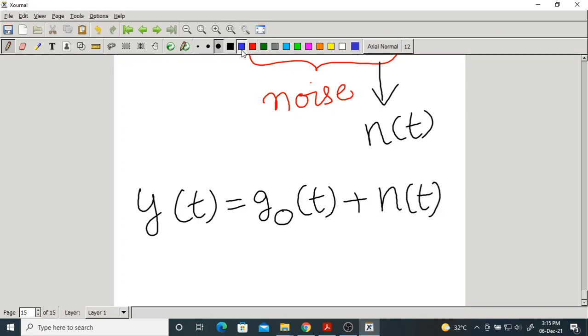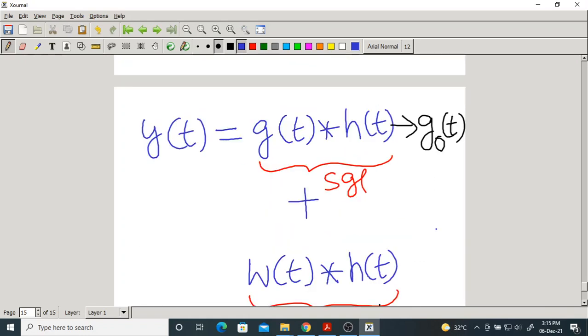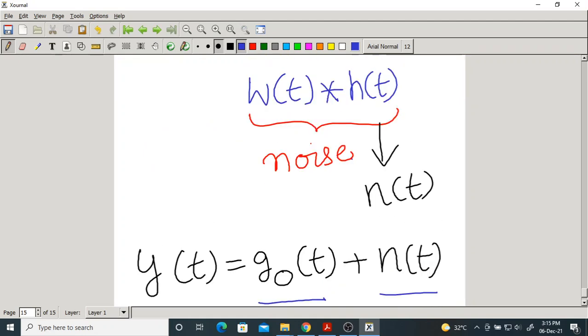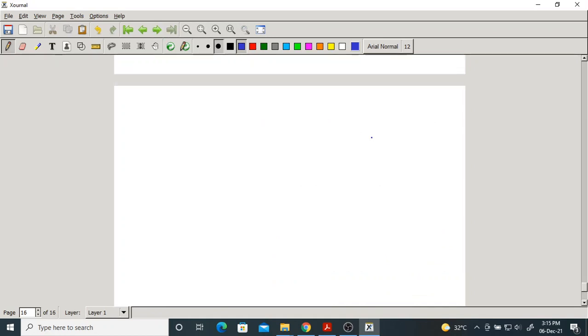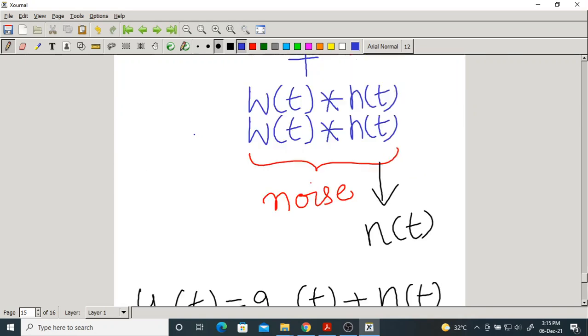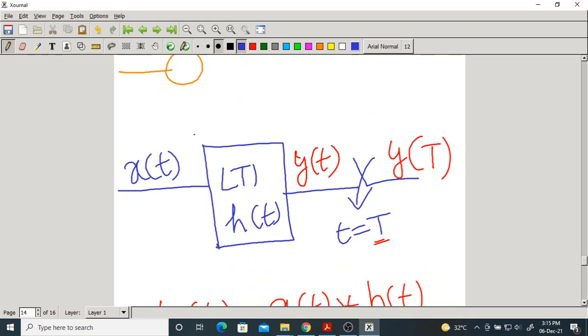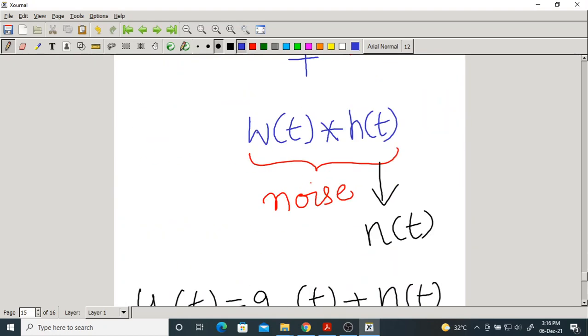Here you just assume like this. This is the signal part, this is the noise part. What is g naught of t? It is g of t convolution h of t. What is noise? w of t convolution h of t. Now here comes the logic. What is the role of this filter? It is in the receiver. It has to extract the original signal properly. How is it possible?